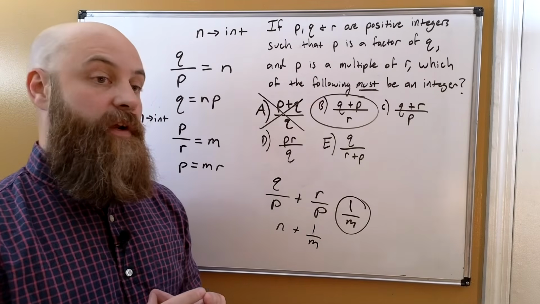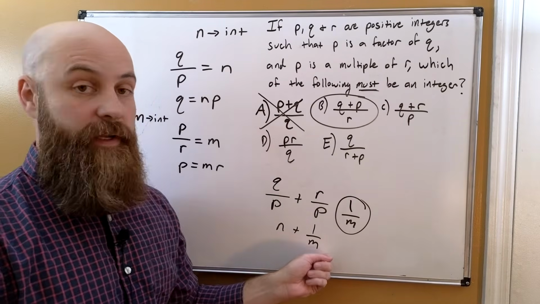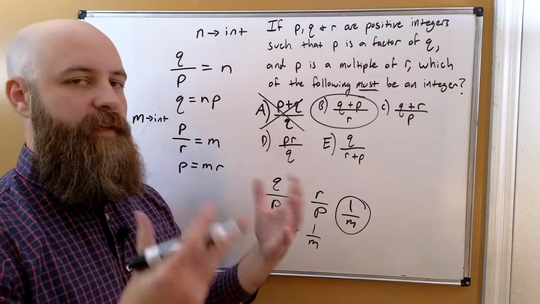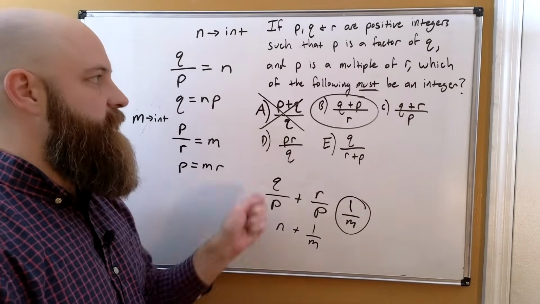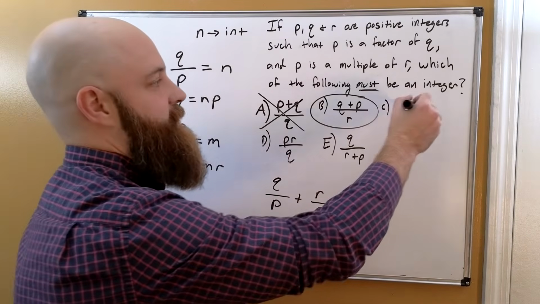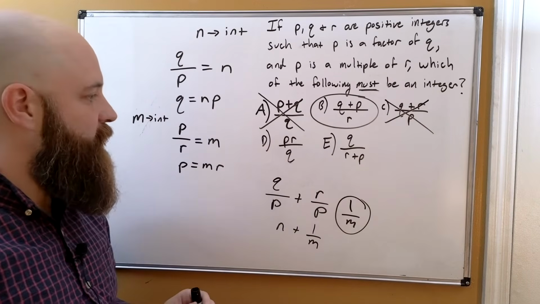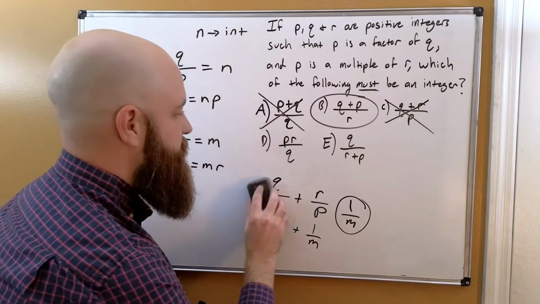Doesn't have to be an integer. Again, if M were equal to 1, sure, but M doesn't have to be equal to 1. I could think of lots of integer values of M that would make this expression not an integer. So C, nope, doesn't have to be an integer. I can eliminate that. Okay, what about D? Aha, D's breaking the pattern.